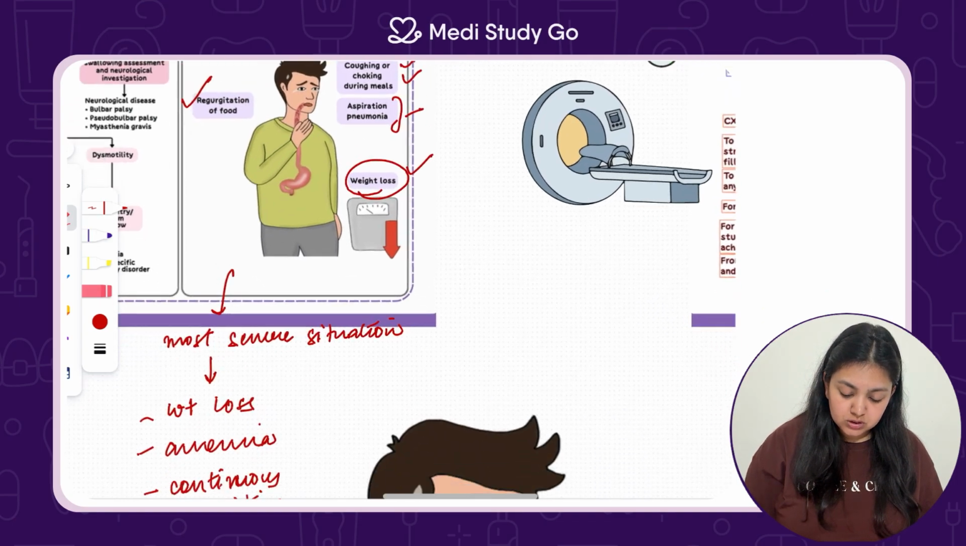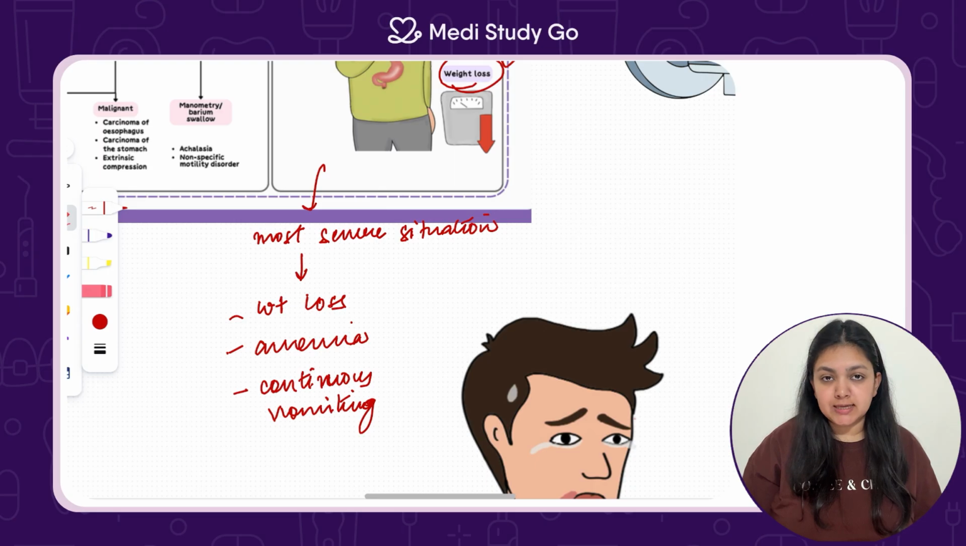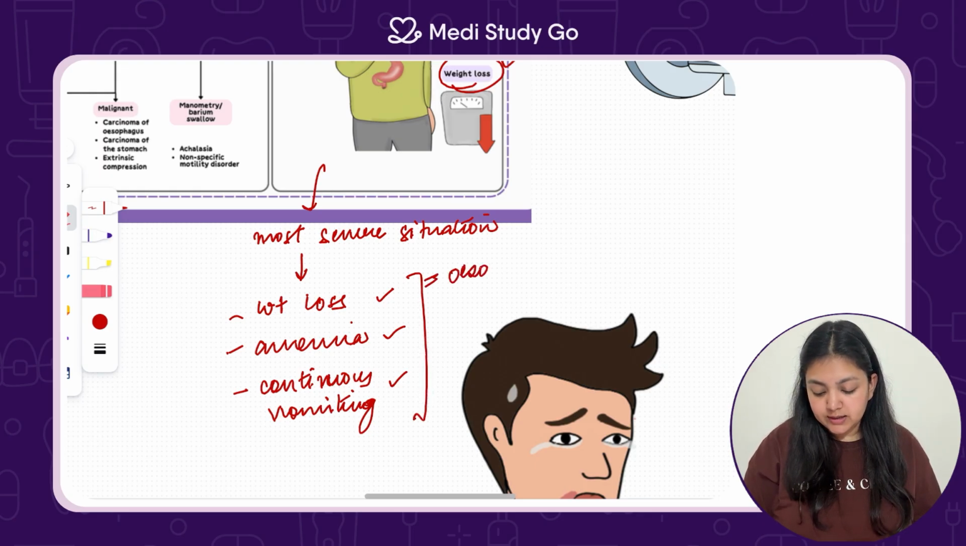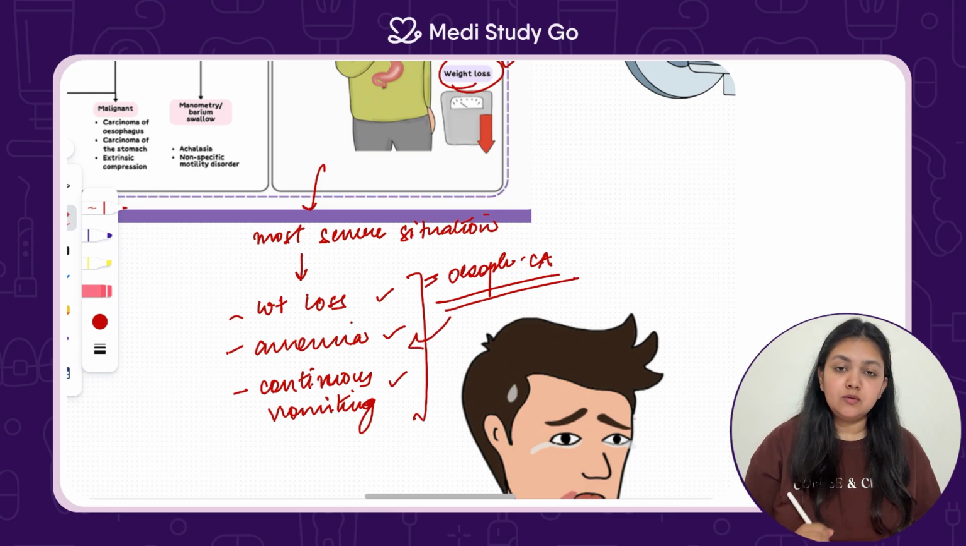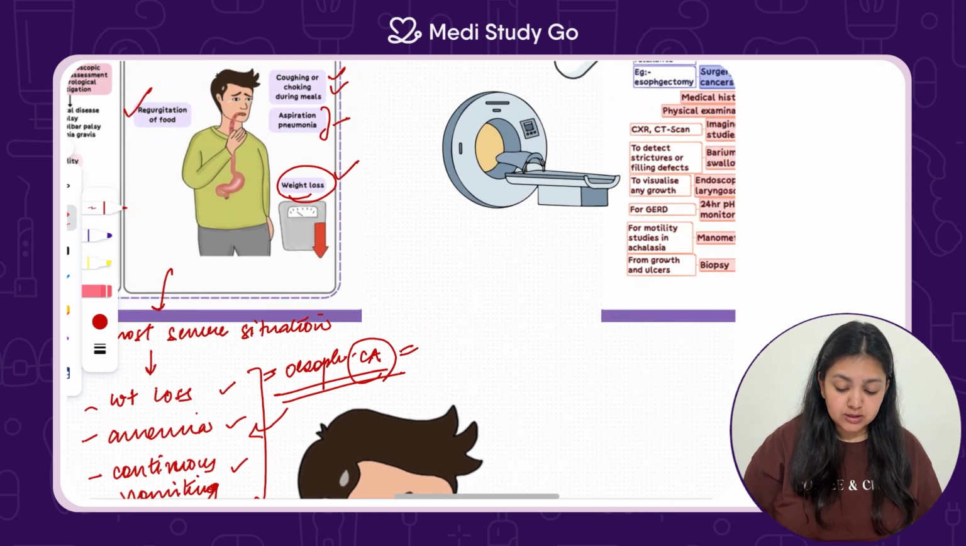Now, what are the most severe or tough situations if a patient has dysphagia? There is weight loss happening, recurrent anemia, continuous vomiting, because these three can also indicate that esophageal carcinoma may be present, because this happens only in most severe cases when there is a great obstruction in the esophagus and the patient can really not swallow. So we need to check for such cases by using various scans, imaging, and even biopsy.